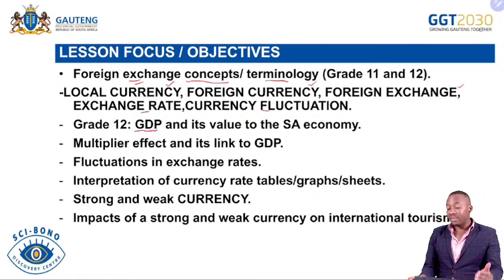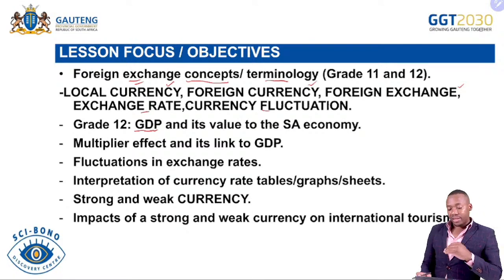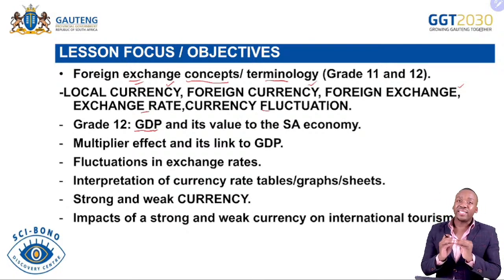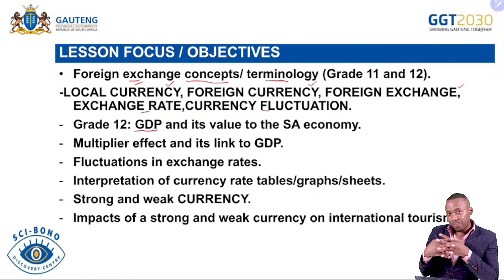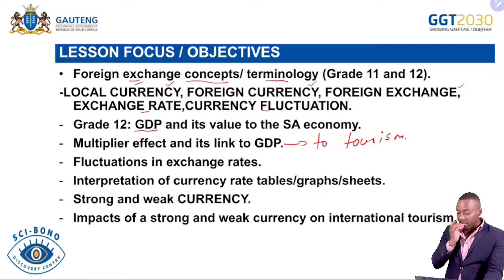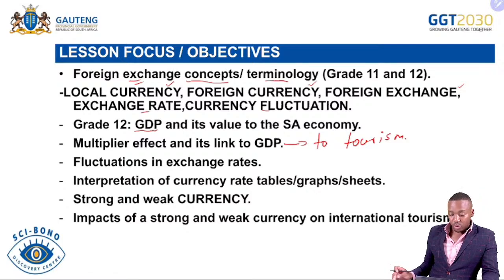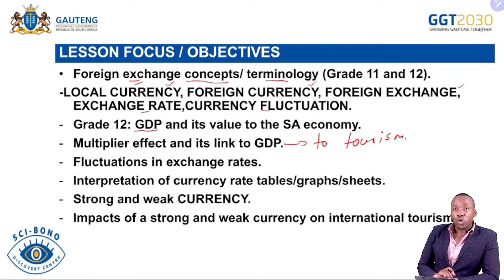So those who are doing business studies and those who are doing economics, this should be a bit easier for you when we deal with gross domestic product. But now we are going to be looking at the value or the importance of GDP and its link to the South African economy, particularly also its link to tourism, because we are dealing with tourism. So we will look at the effects of GDP and the link of GDP to tourism.